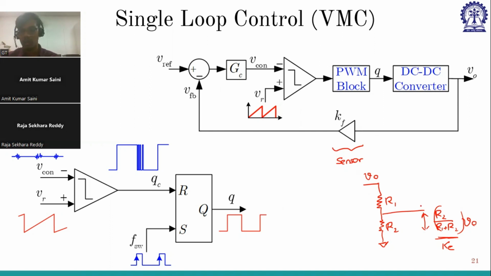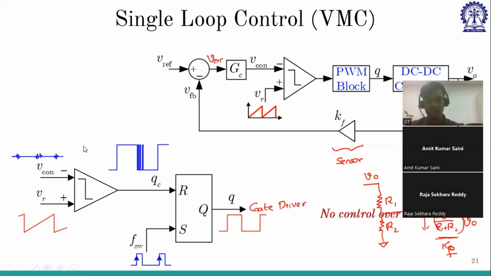So this is KC, sorry, KF. This is the feedback gain, which is going to feedback, and V reference minus V naught is the V error, which is going to the controller GC, which will give us the control voltage, and is then compared with the ramp. Now this will go to the PWM block, which is this SR latch, and it will generate the Q, which is the gate pulse, and it will go to the gate driver, and the switches are turned on accordingly.